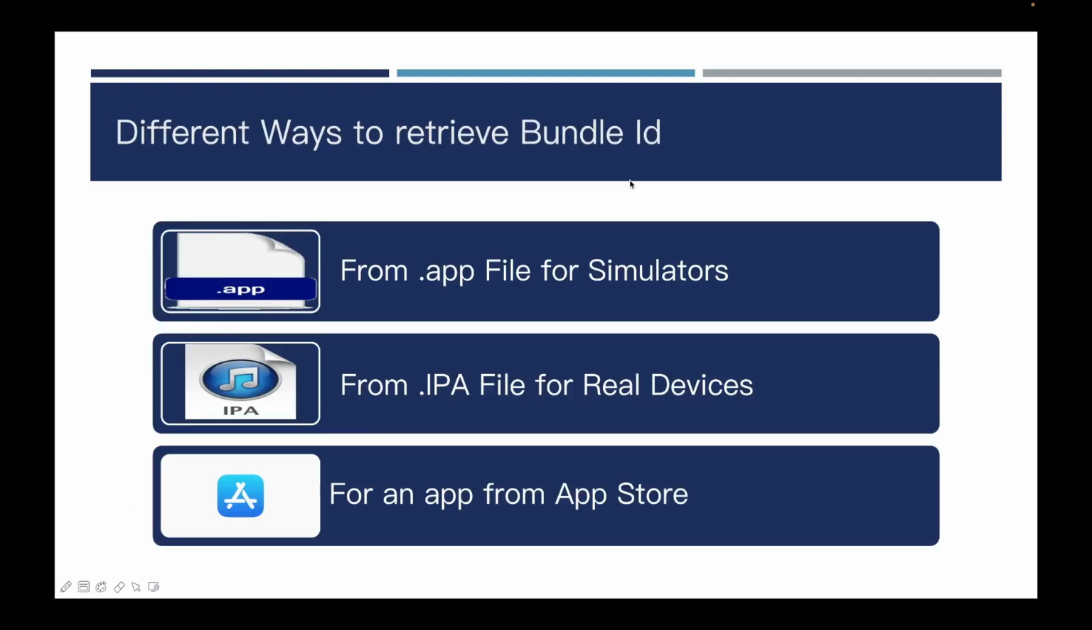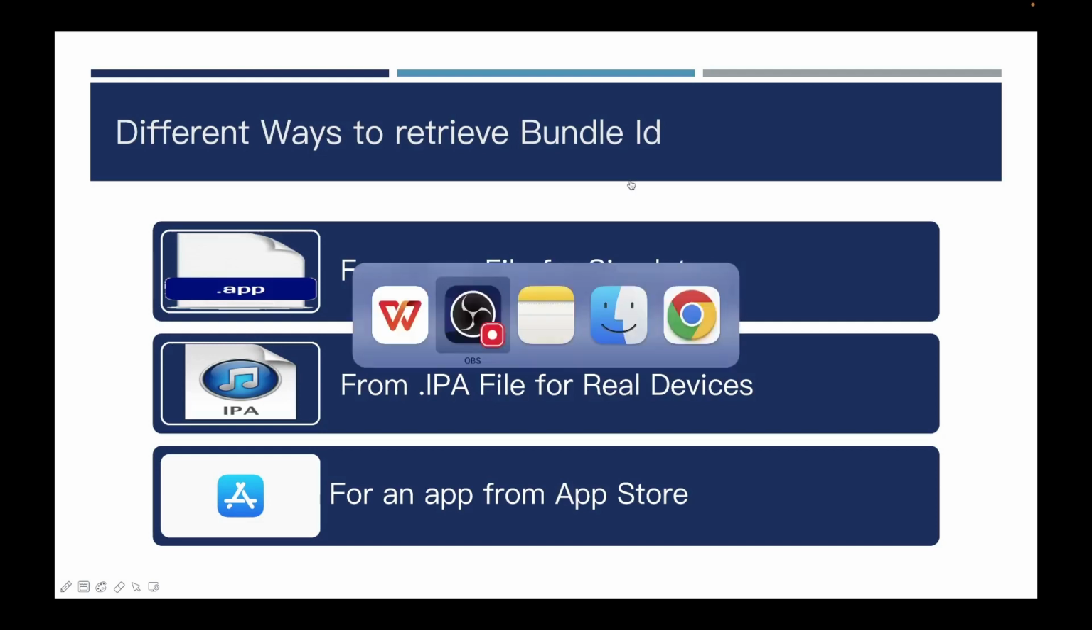Okay, now let's see the different ways to retrieve the bundle ID. So when it comes to iOS application automation using Appium, we can either have the application under test in .app file, which is generally used on simulators. So suppose your application under test is in .app file for simulators, then we will see how to retrieve bundle ID in this case.